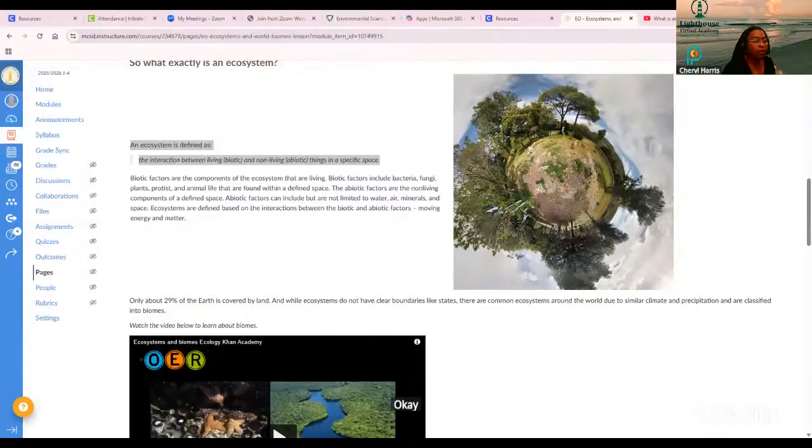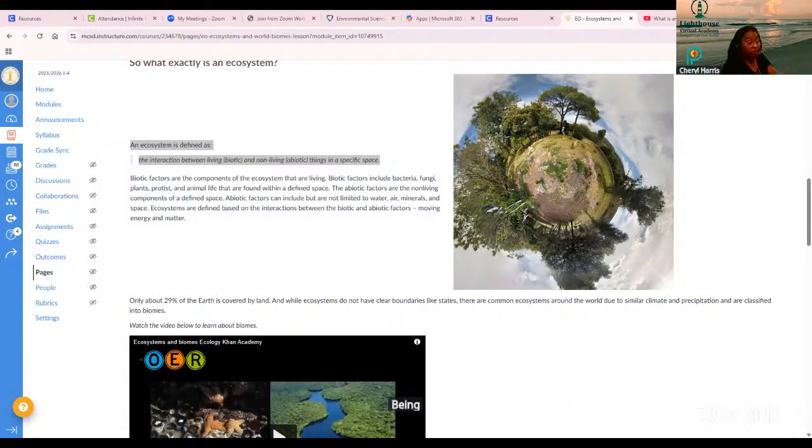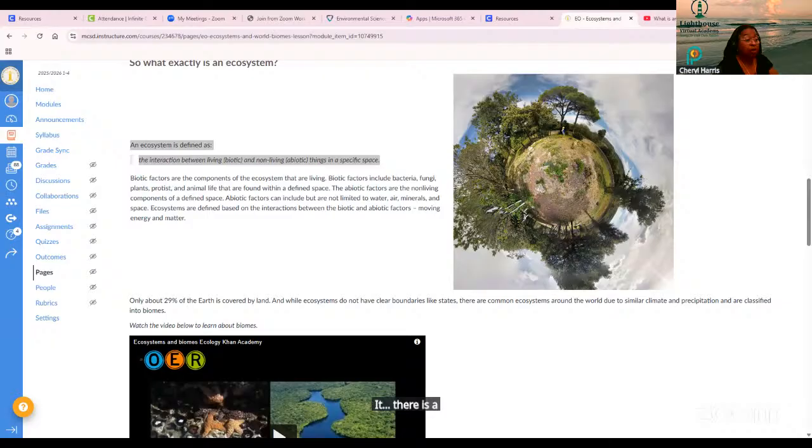Okay, aquatic, that's the word I was looking for. Somebody else put here that it's a subtropical coastal ecosystem. And that's a way of describing it too. It's a coastal ecosystem. So being an aquatic ecosystem inland is different from being a coastal aquatic ecosystem. So there is a difference. So all of those things are good.